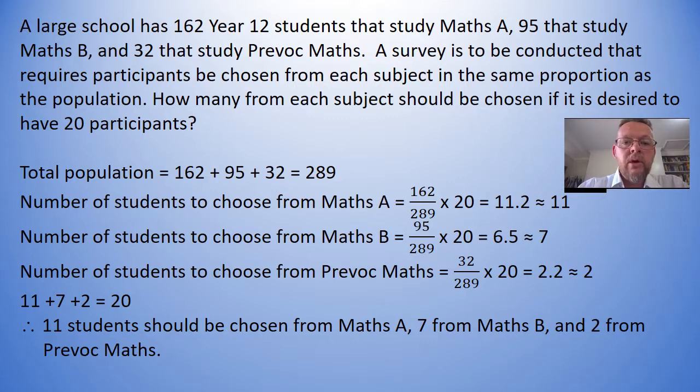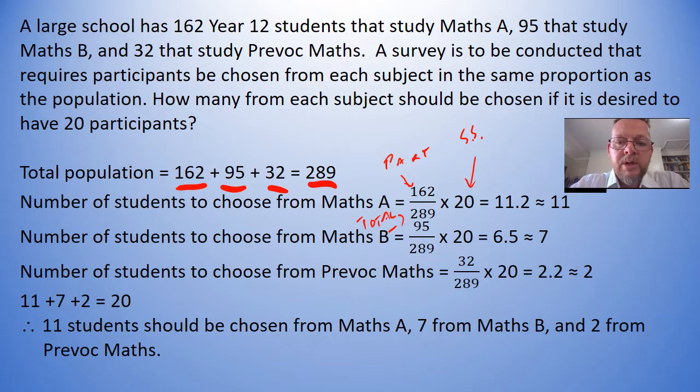So we look at all of those year 12 students. So we've got 162 from maths A, 95 from maths B, and 32 from pre-voc. So there's 289 students. So we want to now consider the proportion, and so we're going to make a fraction out of this. Our fraction will be, for proportion, we always put the part over the total. And then we're going to multiply it by the desired sample size.